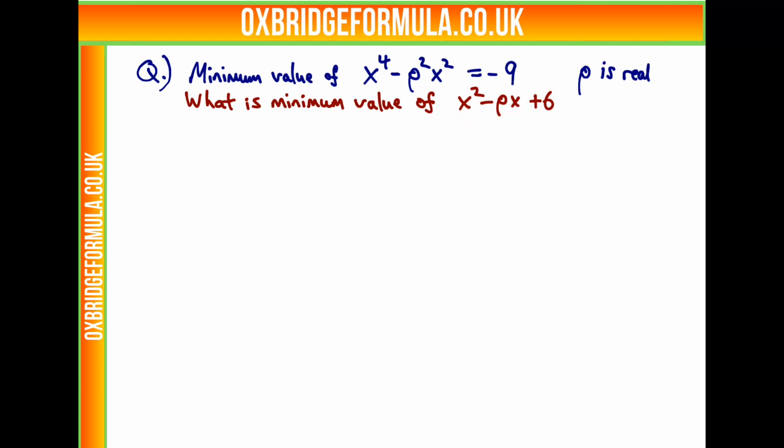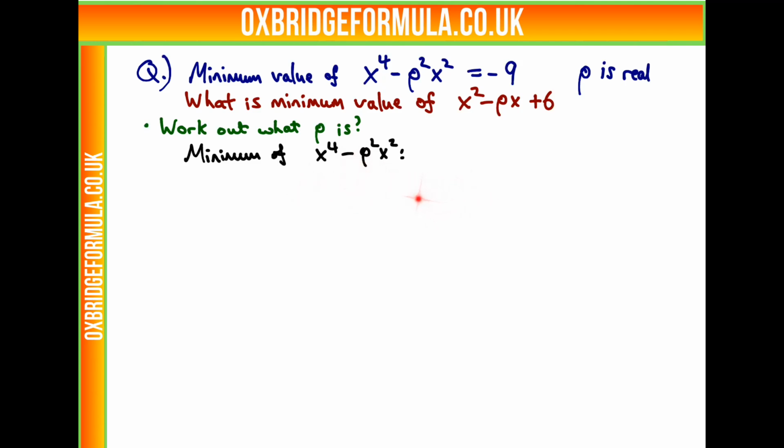Okay, so p is unknown. So what would be the first thing to maybe work out? Maybe work out what p is. So we're told that the minimum value of this is negative 9. So maybe let's try and work that out. How might we do that? There's a couple of methods of doing this. Maybe completing the square, or maybe differentiating this.